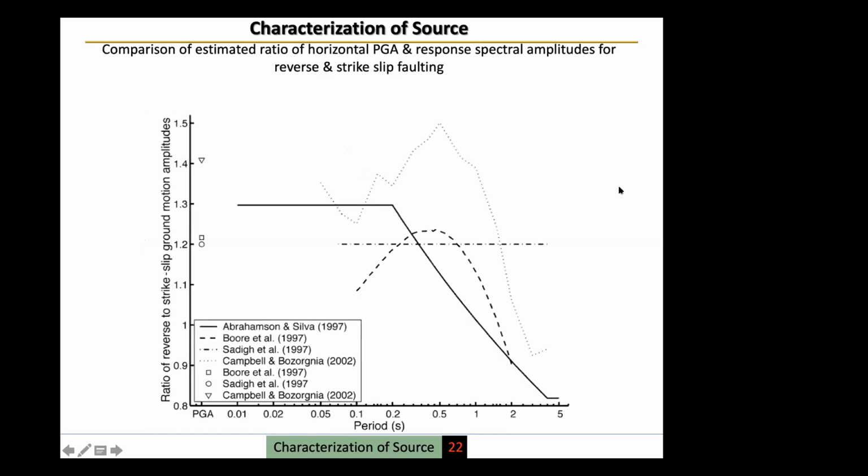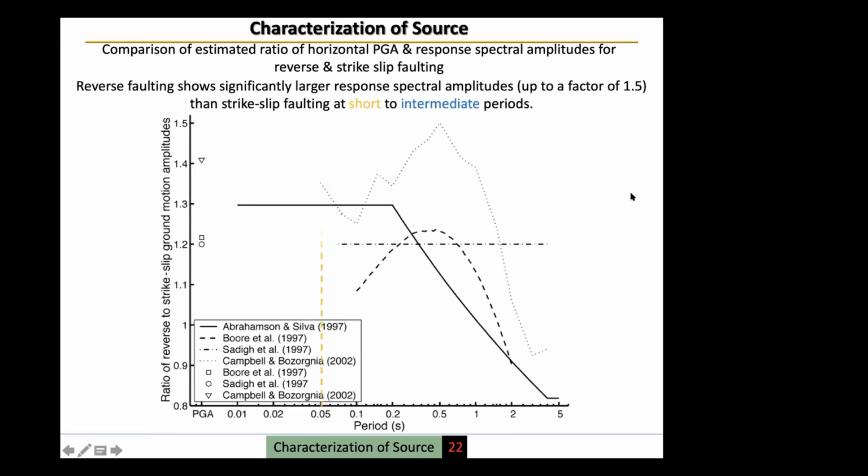So here you can see an example of the comparison of estimated ratio of horizontal PGA and response spectral amplitudes for reverse and strike slip faulting from different studies, Abrahamson and Silva, and for example, Boore and Campbell and Bozorgnia and others. Just consider this study of Campbell and Bozorgnia. This is period, and this is the ratio of reverse to strike slip ground motion amplitude. Here you can see that reverse faulting shows significantly larger response spectral amplitudes, up to a factor of 1.5, which is here, compared to strike slip faulting at short to intermediate periods.